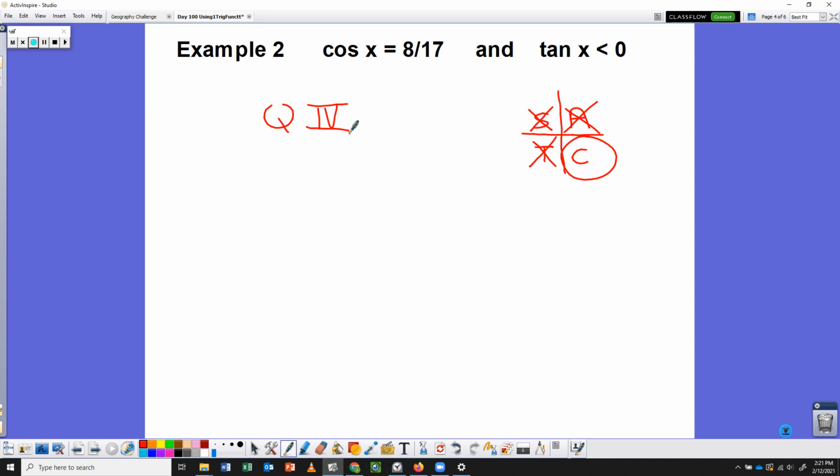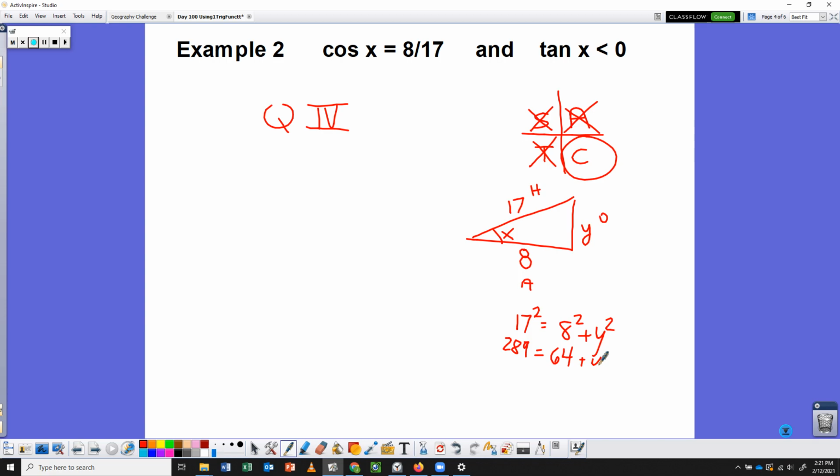I'm now going to build a picture of the right triangle that they're describing. So this angle x has a cosine of 8 over 17. So that means my adjacent side is the 8 and my hypotenuse side is the 17. We're going to use the Pythagorean theorem: 17 squared equals 8 squared plus y squared to help us figure out the missing side, which would be your opposite side. 17 squared is 289, 8 squared is 64. If you subtract the 64 from each side, you're going to get 225 equals y squared, and that means y is 15. So this one actually works out to be a nice whole number.